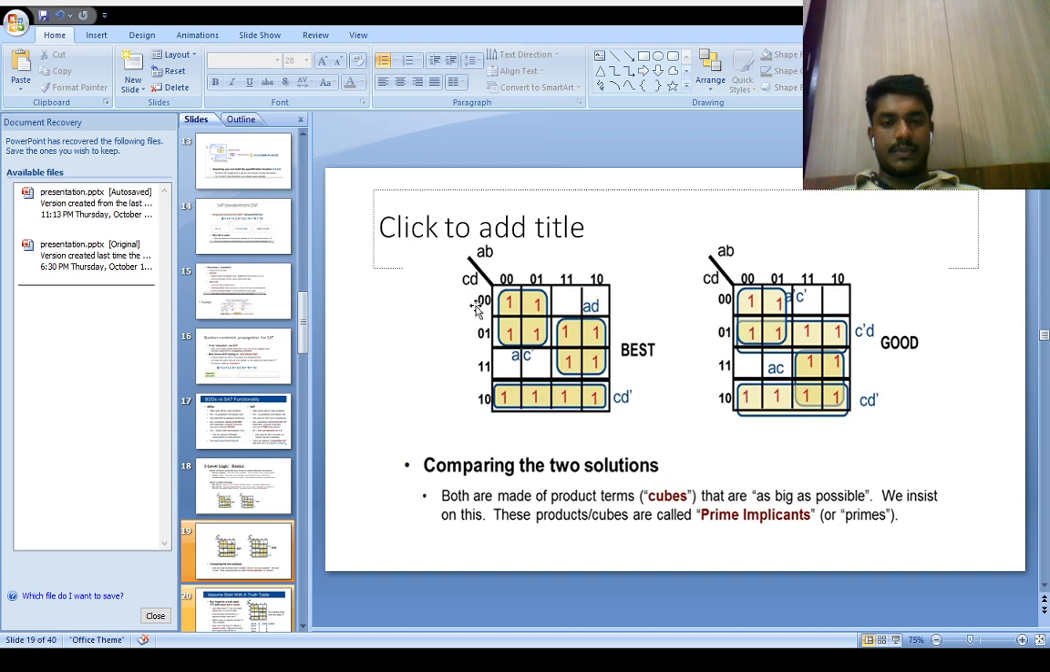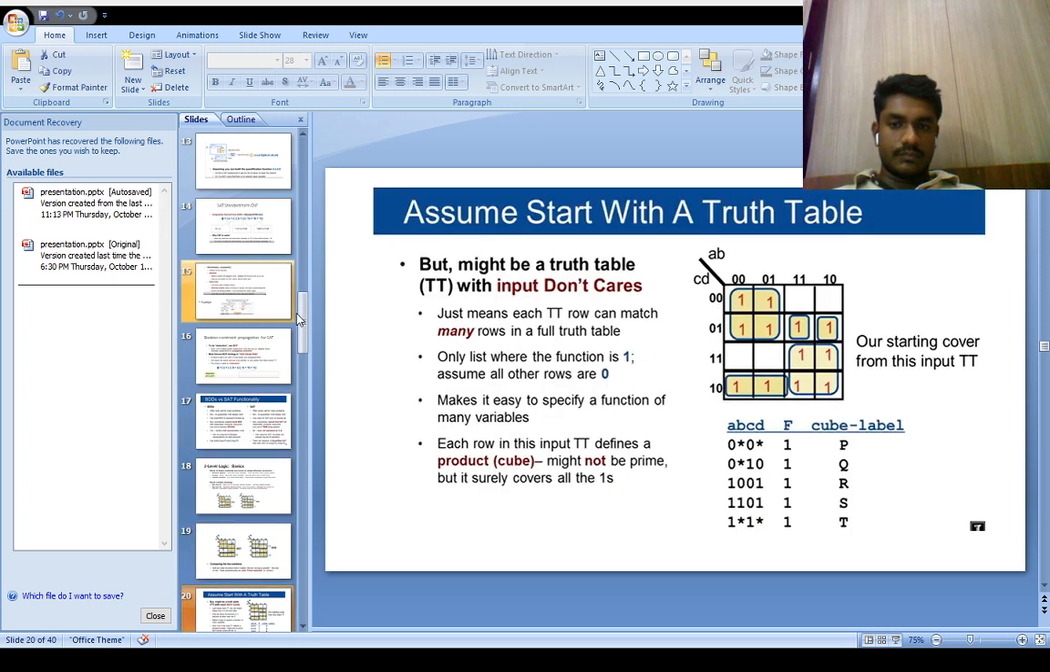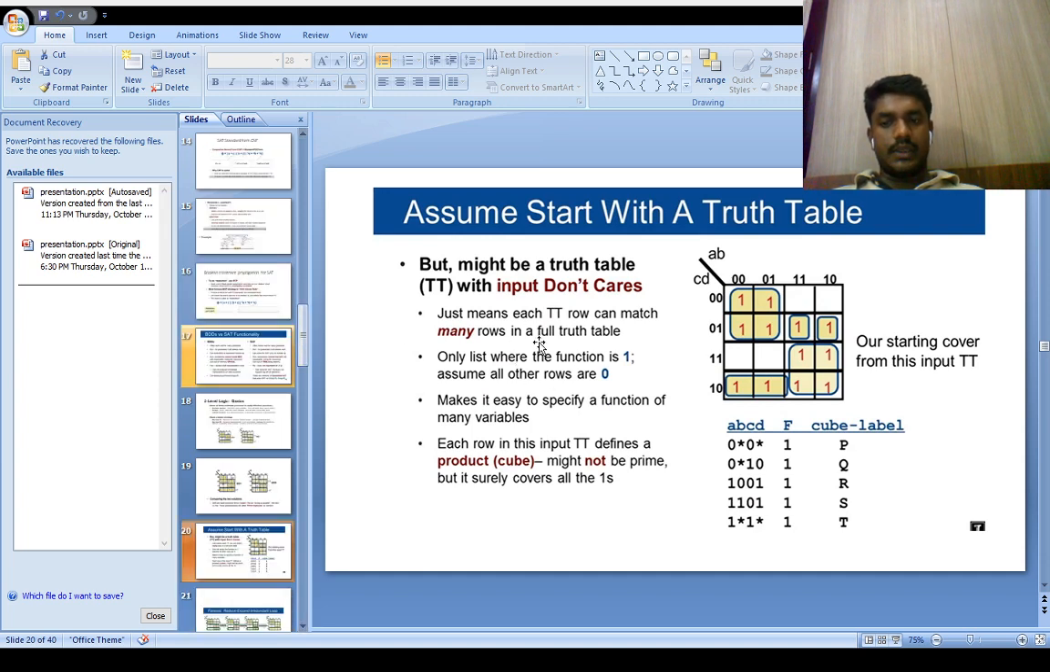As everyone knows the K-map, taking variables a b and c d with values 00, 01 and so on, where the output is 1 we mark it here, and using K-map rules we map everything. We will compare these best and good solutions, which is easier and uses fewer K-maps. In the coming slides we will see the don't care conditions and where we use them.